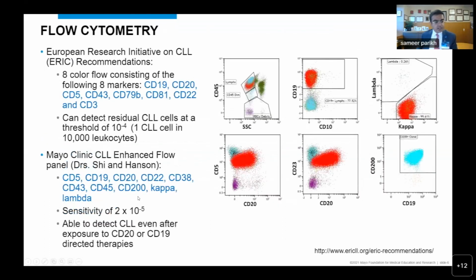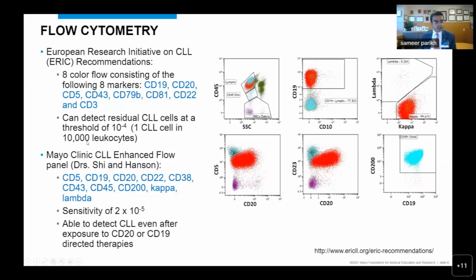And so one of the most commonly used tests to measure MRD in CLL is a flow cytometry study. On your right, you see a typical pattern of how CLL cells are identified. The most commonly used panel is the European Research Initiative on CLL, the ERIC panel, and I've highlighted the 8 markers that constitute this panel. This panel can detect residual CLL cells at a threshold of 10 to the power minus 4, which equates to 1 CLL cell in 10,000 leukocytes.